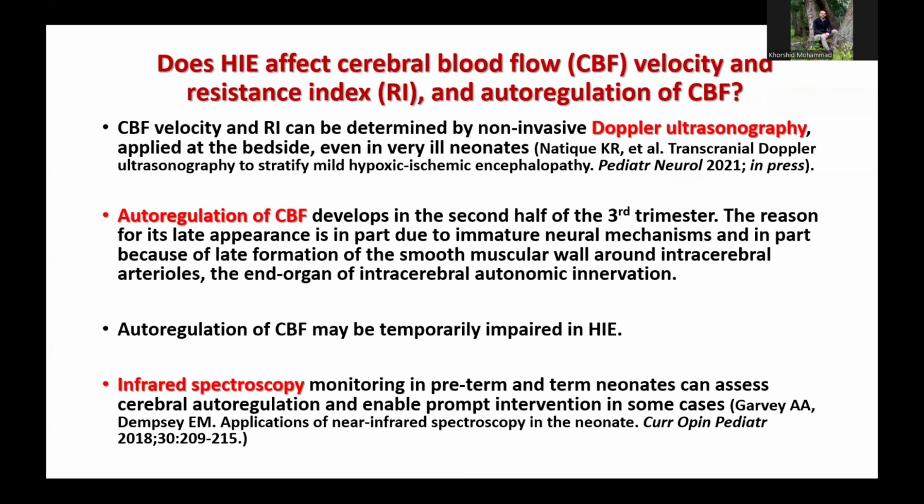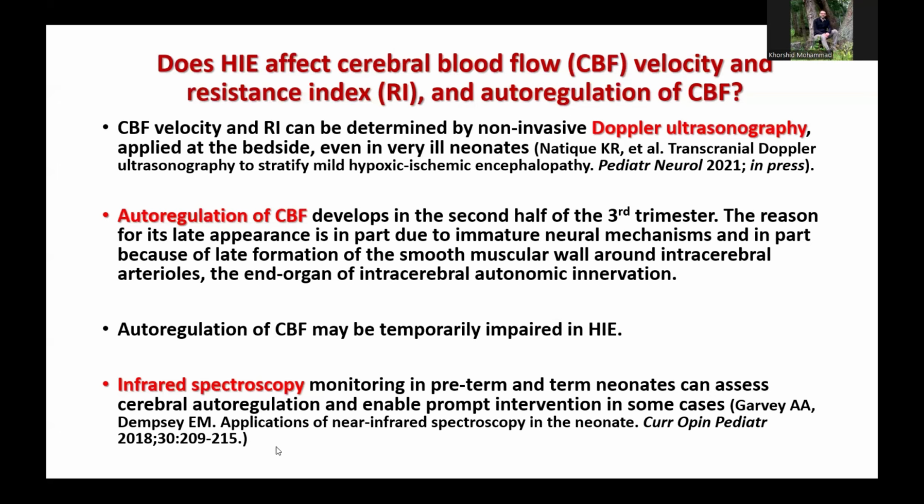We could ask whether hypoxic ischemic encephalopathy affects cerebral blood flow velocity and resistance index and the autoregulation of cerebral blood flow. And we can now measure these things with Doppler, especially in the living child. The autoregulation of cerebral blood flow develops during the second half of the third trimester, very late in gestation. And so premature infants who are 30 weeks or 34 weeks gestation don't have autoregulation of cerebral blood flow.